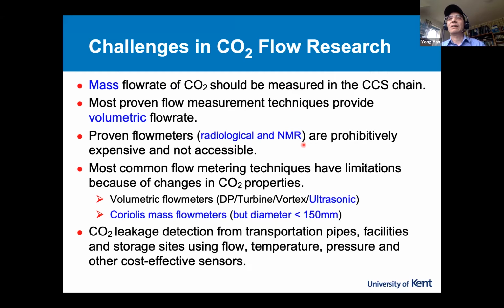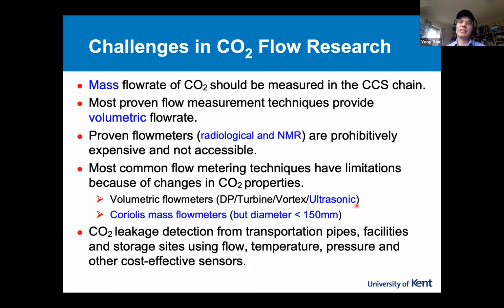So a lot of people try to use conventional volumetric flow meters such as the orifice plate, the Venturi tube, or a turbine. The results so far are not really satisfactory. I know some companies and groups are developing ultrasonic meters to monitor CO2 flow. I think that's perhaps useful.